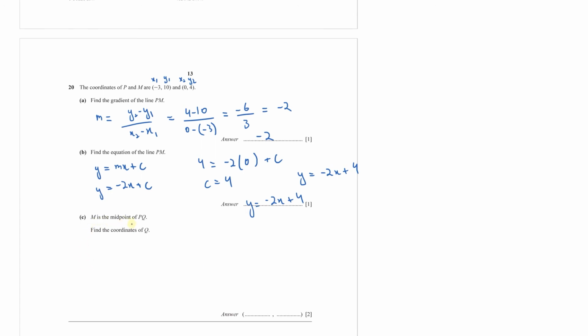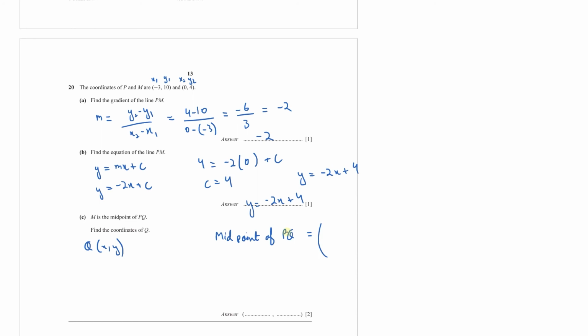M is the midpoint of PQ. Find the coordinates of Q. So let's say the coordinates of Q are x and y. And you're given that M is the midpoint. So this coordinate 0, 4 is the midpoint of PQ. So how do you find the midpoint? You add up the x coordinates. So if you have two coordinates here, in this case you have P and Q. So the midpoint of PQ will be equal to, you take the x coordinates of P and Q and add them together.